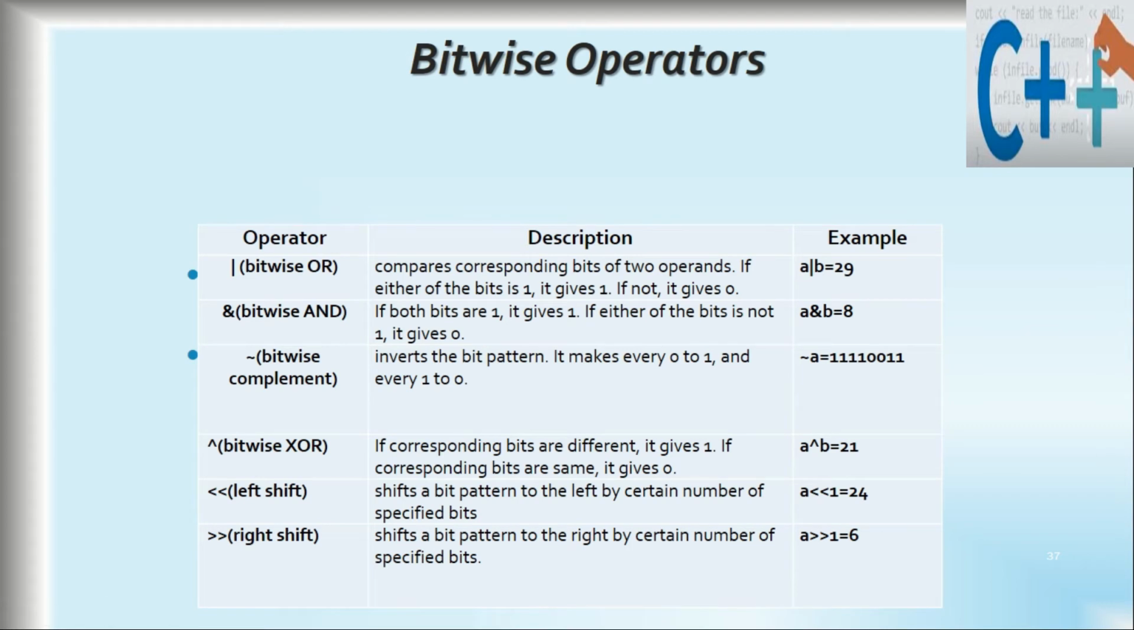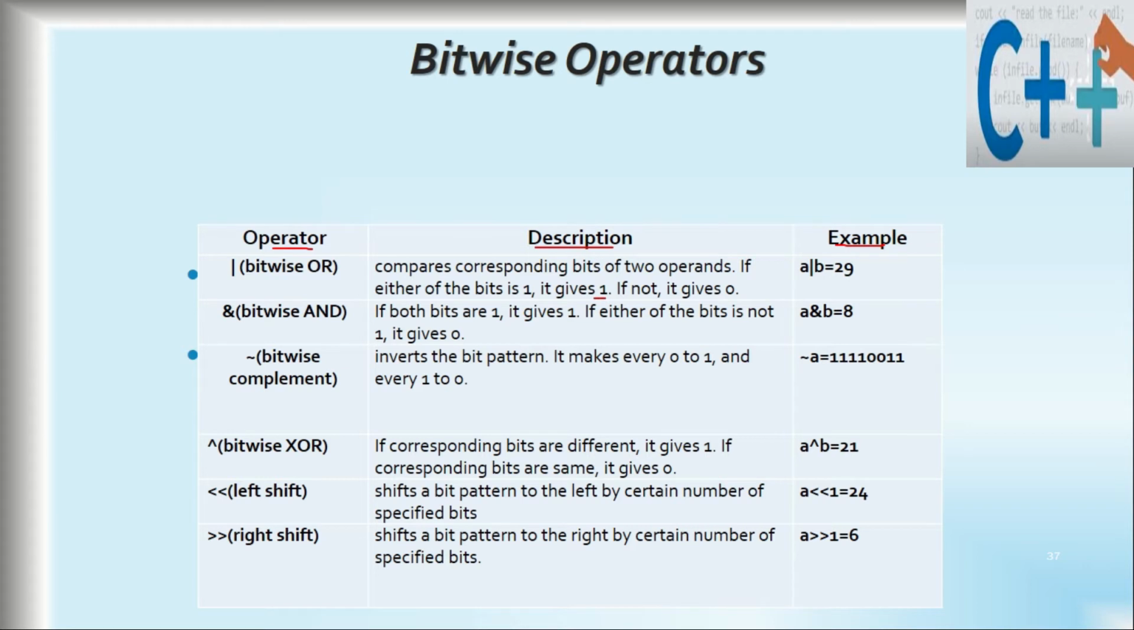Good. Then the next one, bitwise operators. Operator, description, example: bitwise OR, bitwise AND, bitwise complement, bitwise XOR, left shift, right shift. These are the bitwise operators. For example, bitwise OR compares corresponding bits of two operands. If either of the bits is 1, it gives 1. If not, it gives 0.